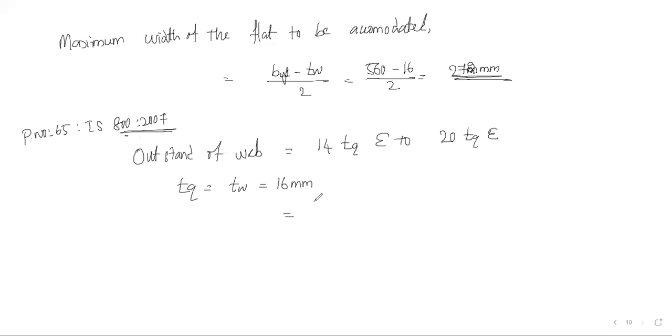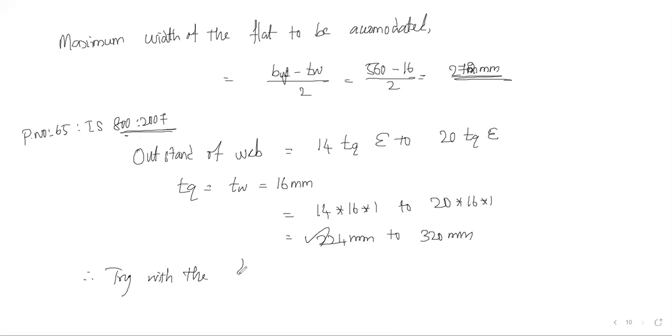Okay. So like that I have to choose. So 14 into 16 into 1 to 20 into 16 into 1. So if it is like this, 224 mm to 320 mm we have to choose. So the minimum requirement of 224 mm we can go for it. Therefore, try with the flat section of 224 mm by 16 mm in size.